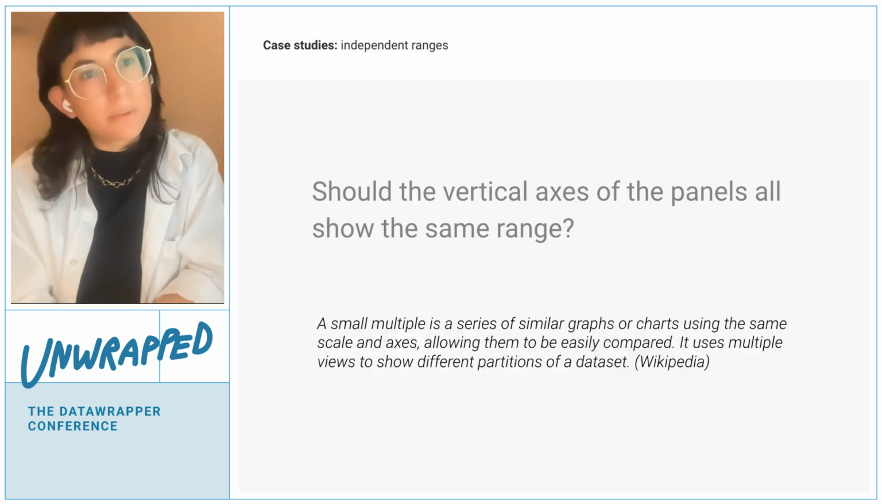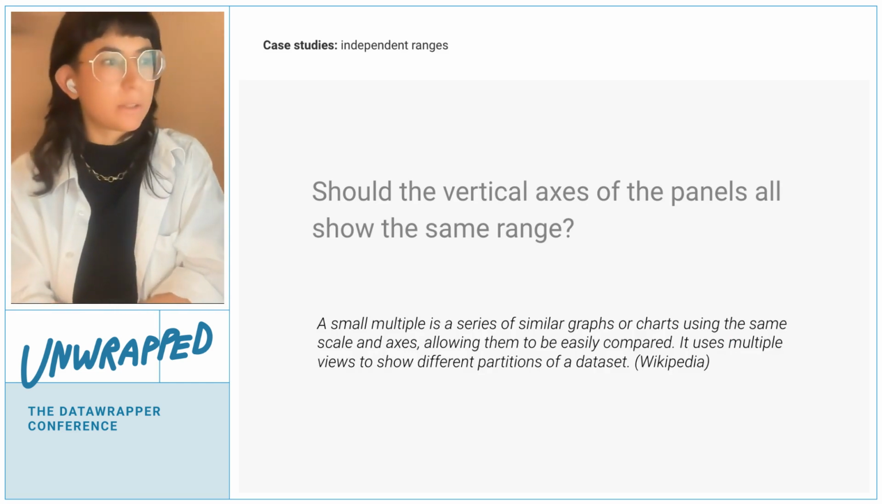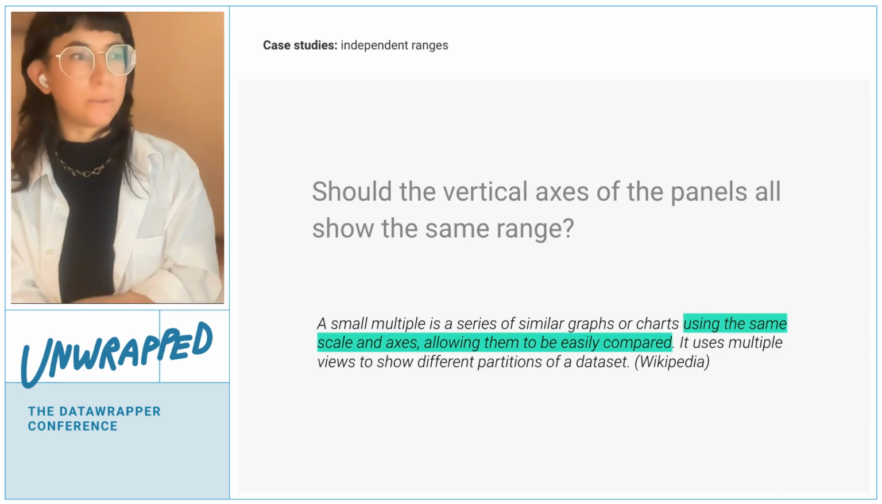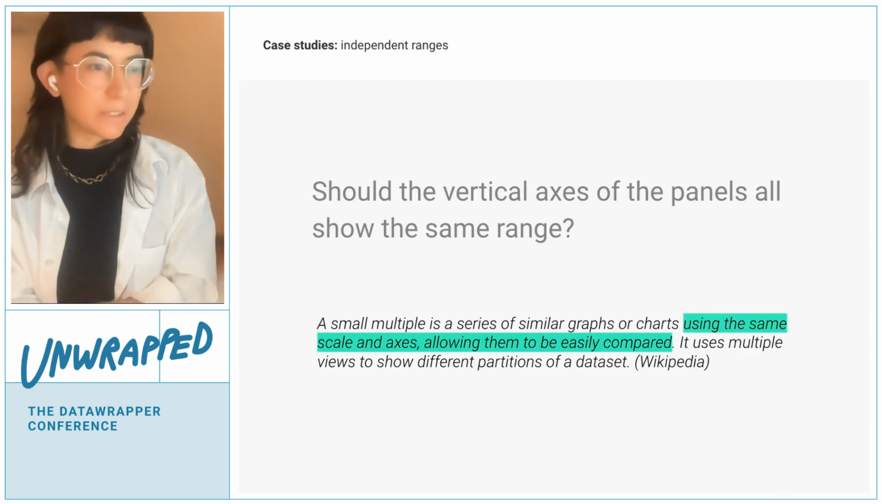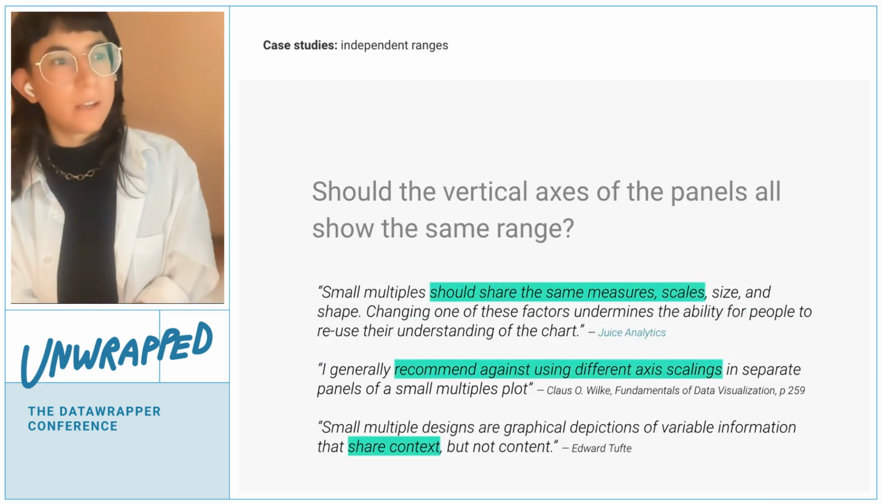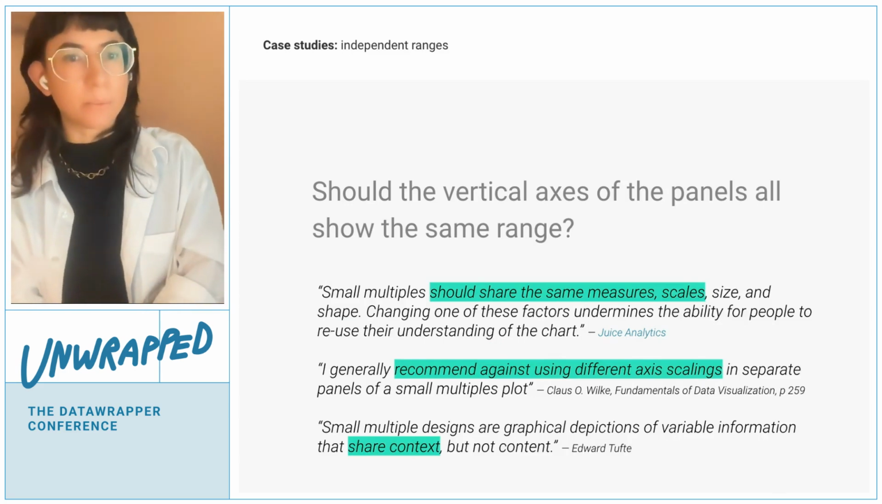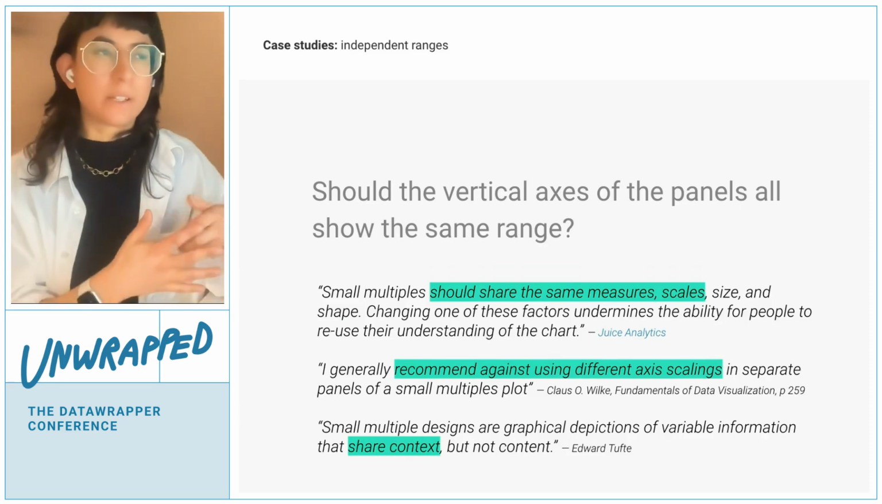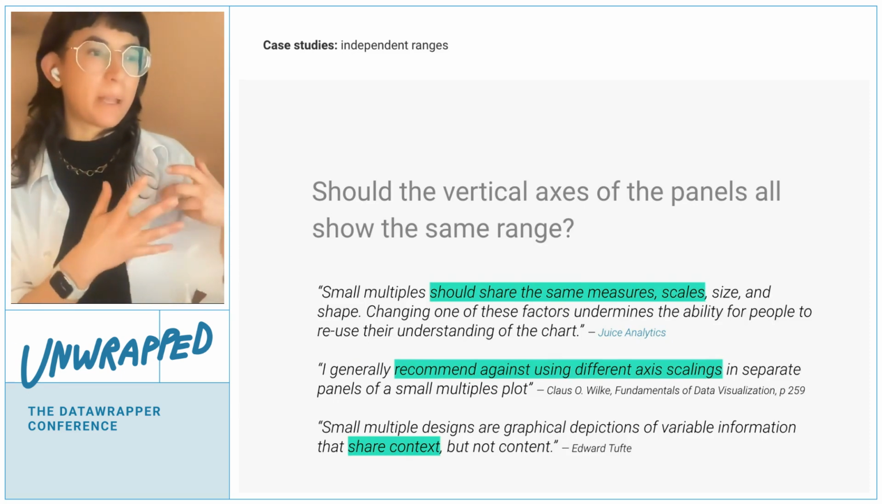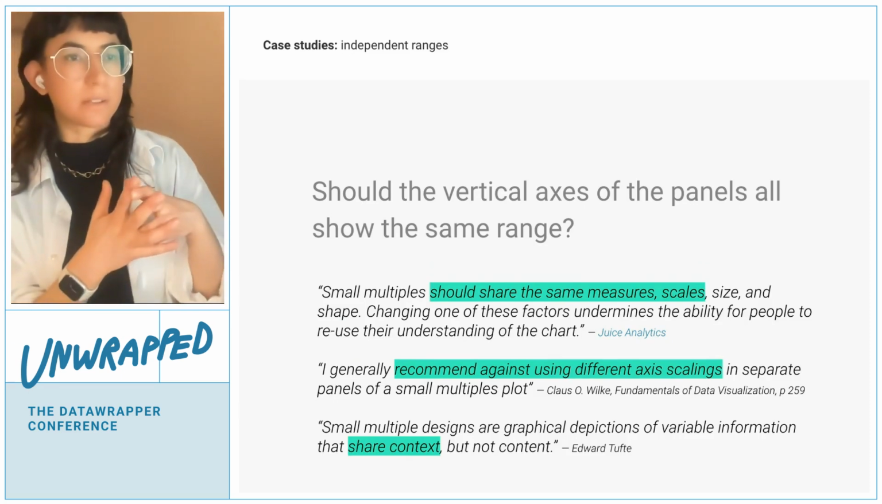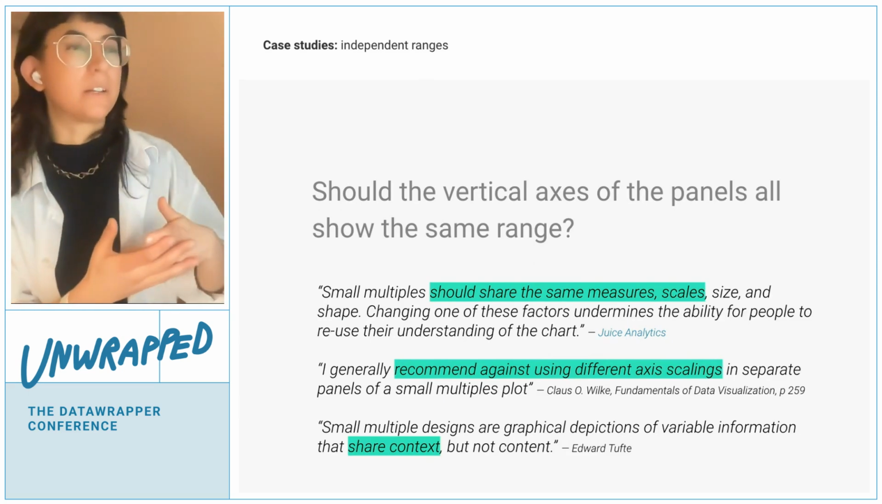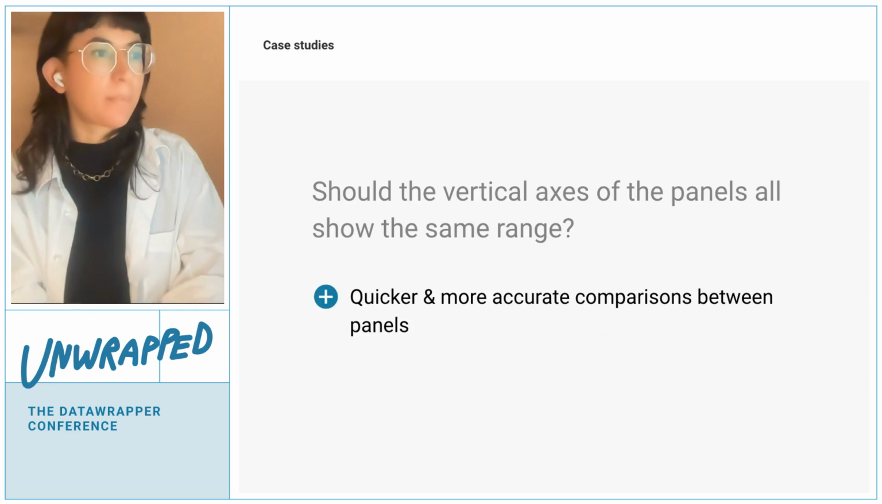If you look up the definition of a small multiple chart, it will generally say that they use the same scale and axes. Well, this is Wikipedia, but also if you read general literature on the topic, you will find there is a general tendency: it is important to be able to properly make comparisons, so it is generally important that the lines in the panels share the same scale.